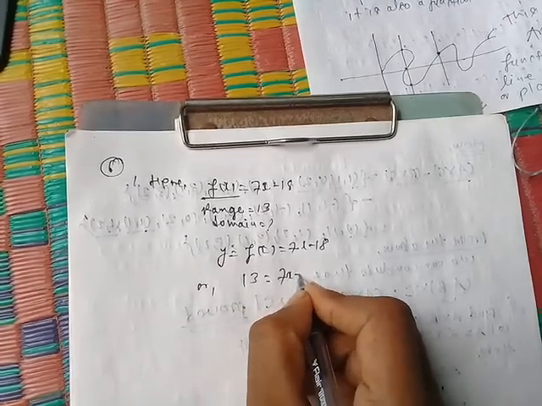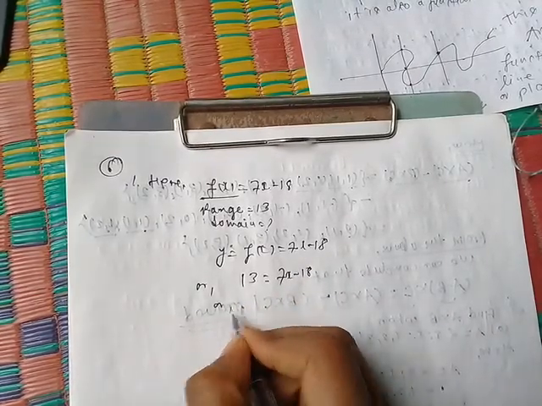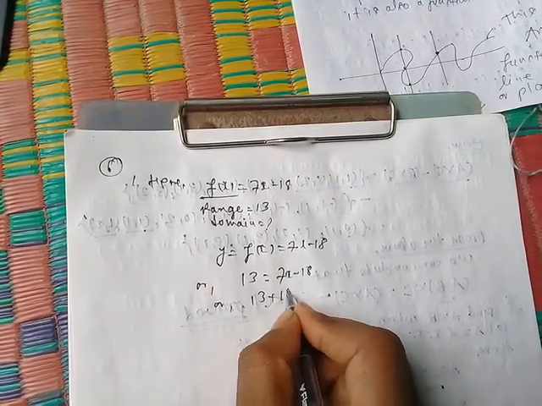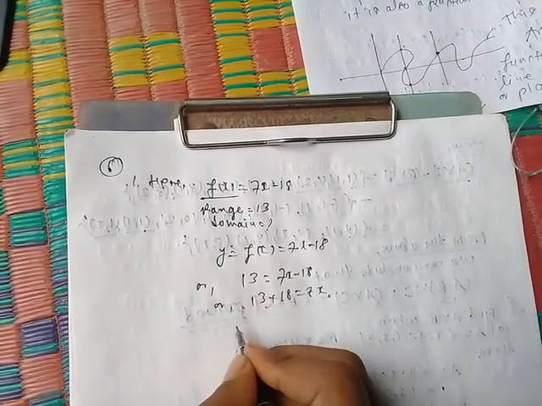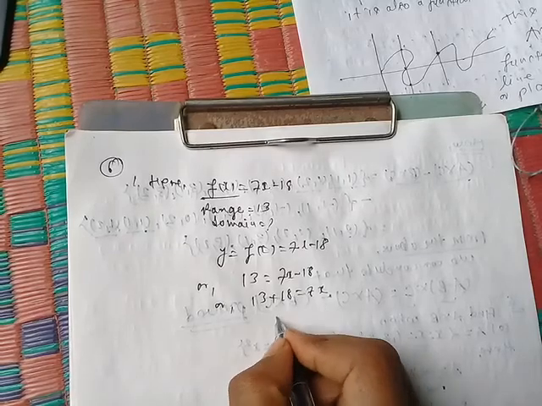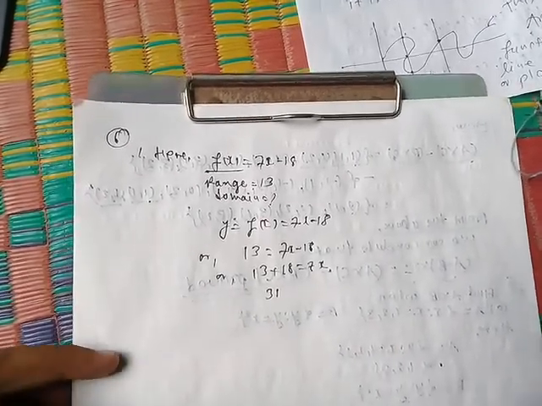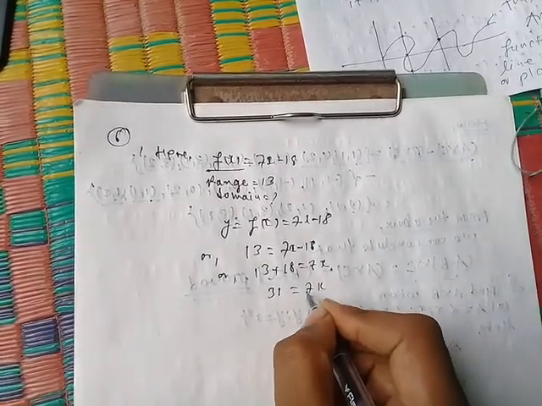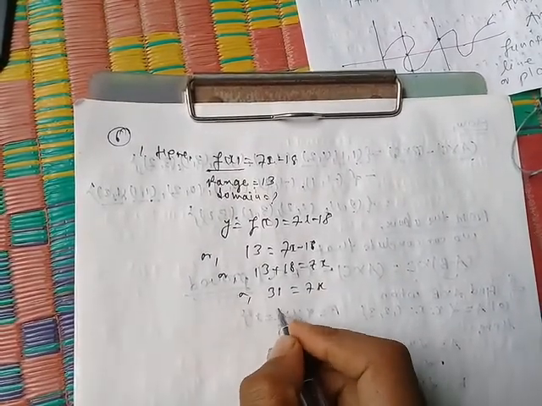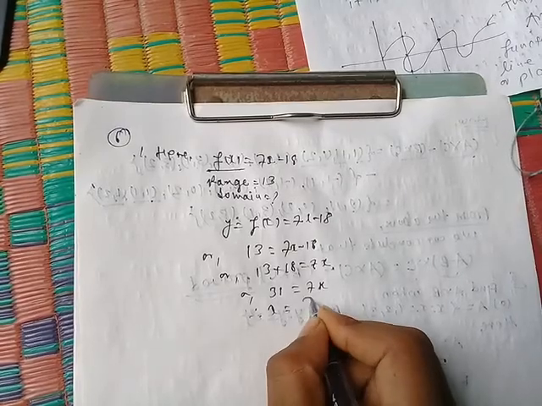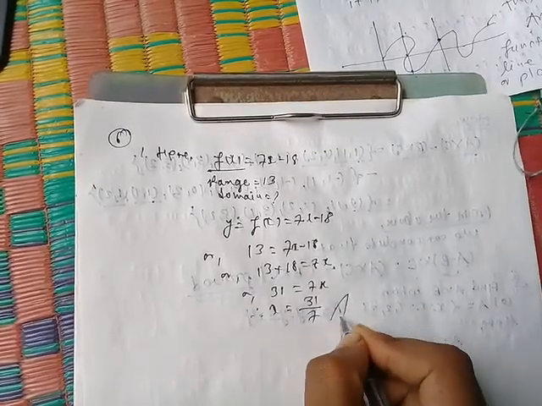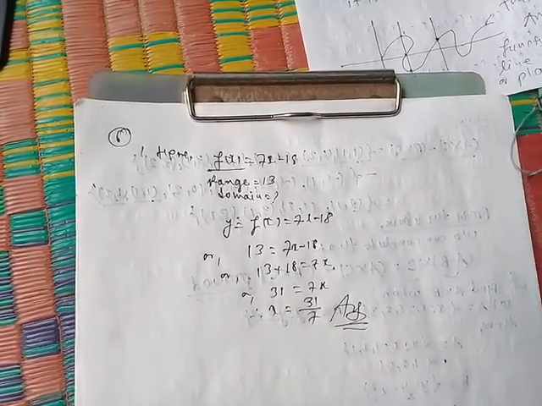13 is equal to 7x minus 18, or 13 plus 18 is equal to 7x, so 7x is equal to 31, and x is 31 by 7. This is the answer.